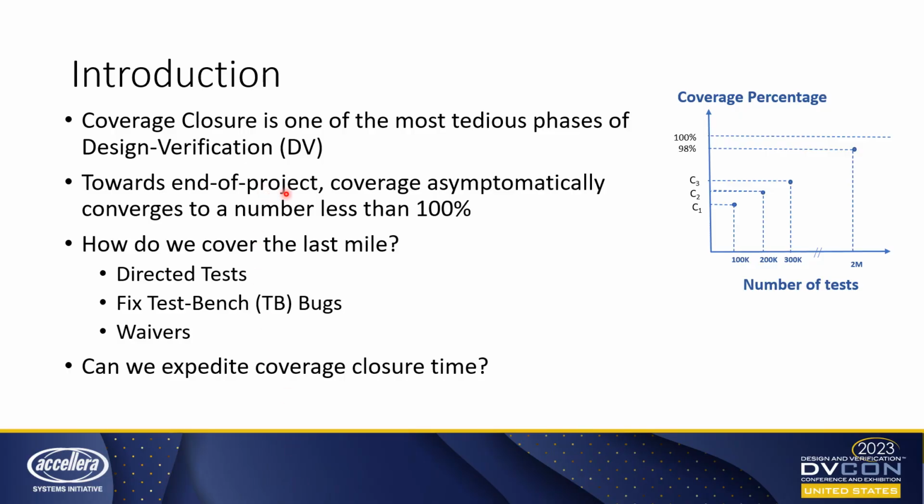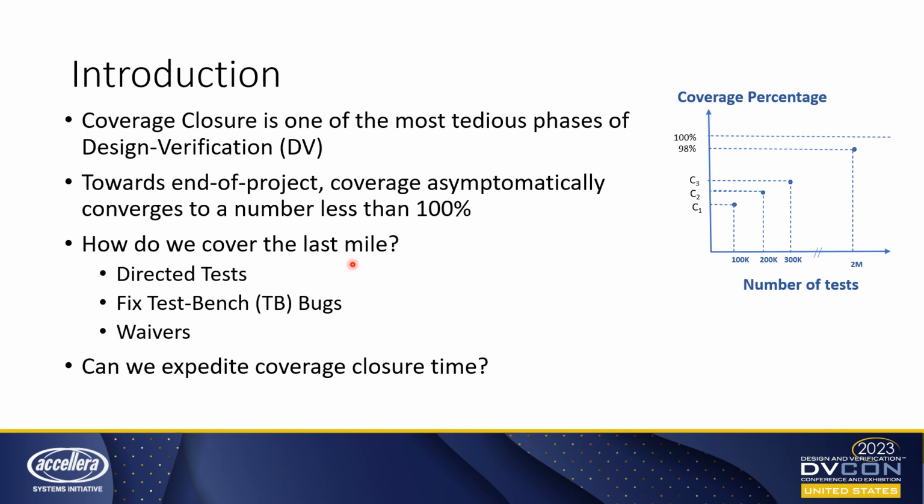Coverage closure is undoubtedly one of the most tedious phases of design verification. Towards the end of the project, as we run more and more tests, the coverage numbers typically asymptotically converge to a number less than 100%. Let's say at the end of the project, we ran 2 million tests and we hit 98% coverage. Then at this point, running more random tests has very little incremental benefit in terms of gaining more coverage. So how do we really cover this last mile?